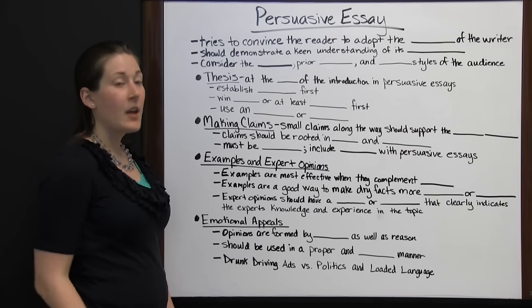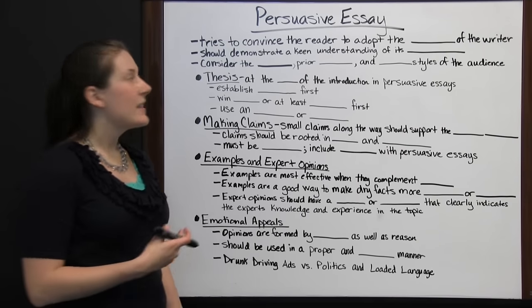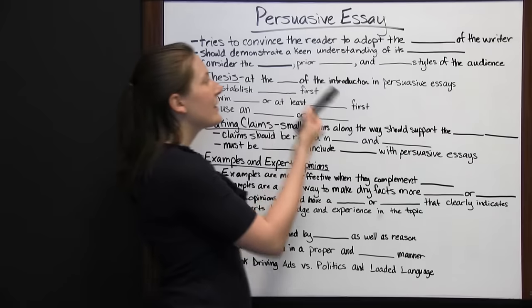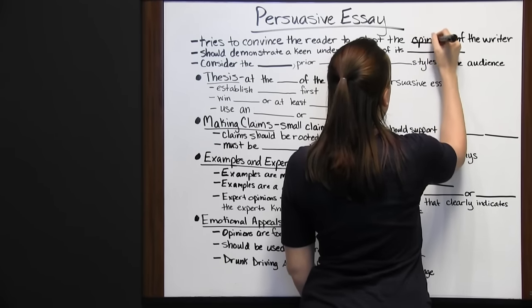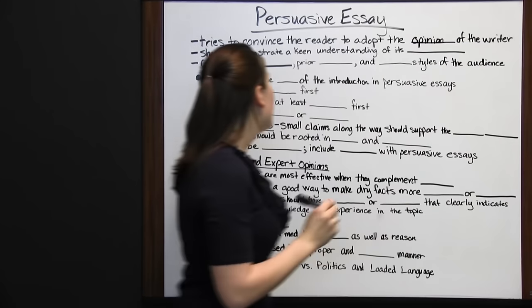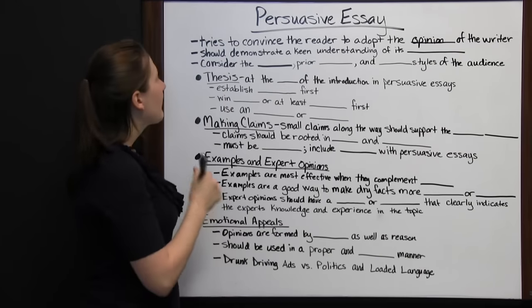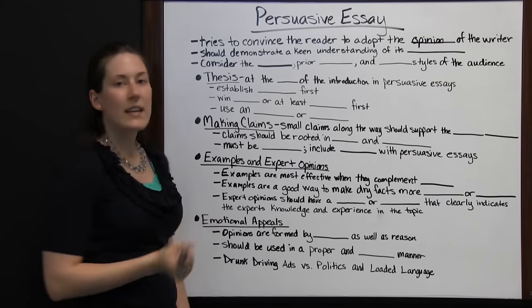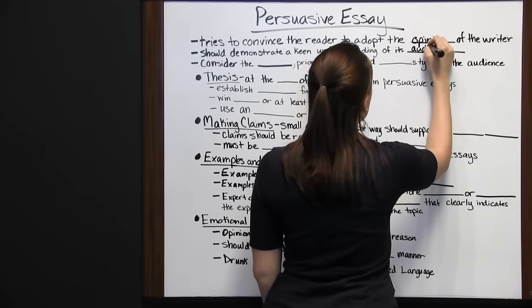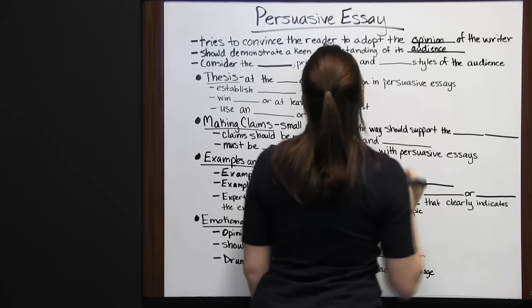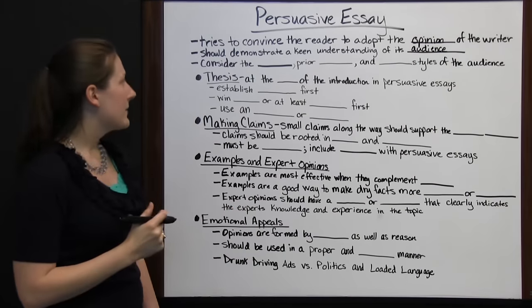Persuasive essays. When writing a persuasive essay, the writer will try to convince the reader to adopt the opinion of the writer on a particular issue. They do this in many different ways, but they should demonstrate a keen understanding of their audience. You need to know who you're writing to, who you're trying to convince of this opinion.